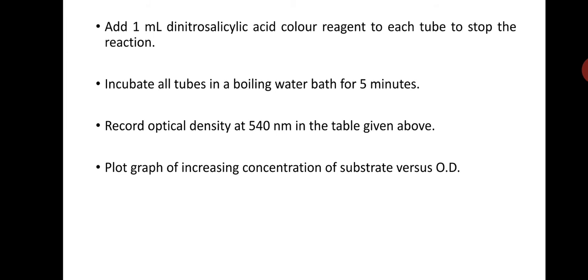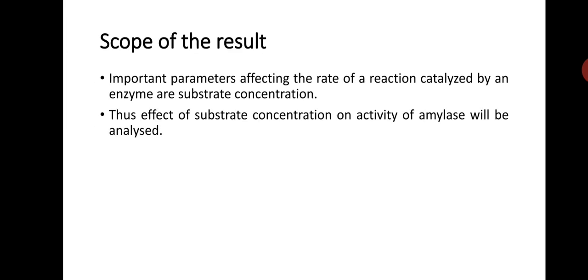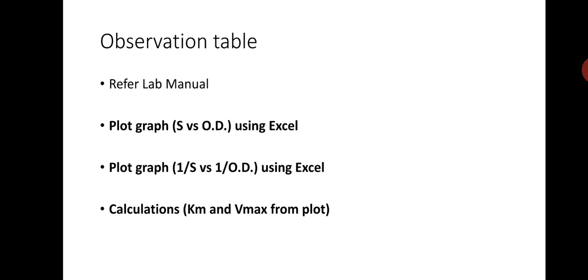Meaning, keep zero, the lowest, first, then move on towards the highest, and plot whatever OD comes. So what happens is that you will be observing how, with increasing substrate concentration, there is an effect on OD. So your OD will definitely be increasing because substrate concentration is increasing and enzyme is acting upon that substrate. But if I talk about what you have to check, you are going to check Vmax and Km, right?